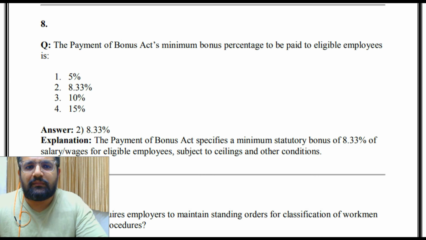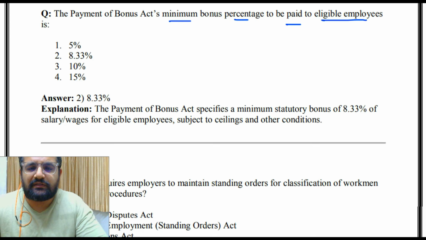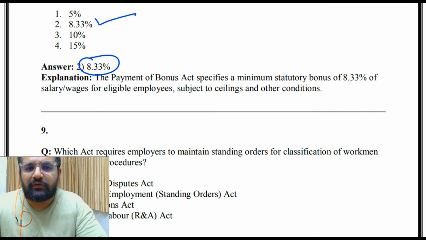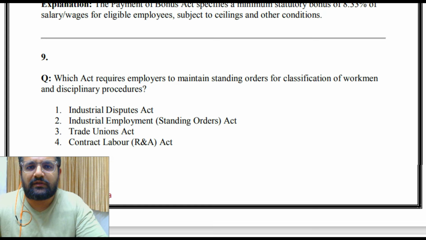Then the Payment of Bonus Act, minimum bonus percentage to be paid to eligible employees is कितना है? 5%, 8.33, 10 or 15. So answer is second, 8.33%. The Payment of Bonus Act specifies a minimum statutory bonus of 8.33% of salary wages for eligible employees, subject to ceiling and other conditions, but the percentage is what?